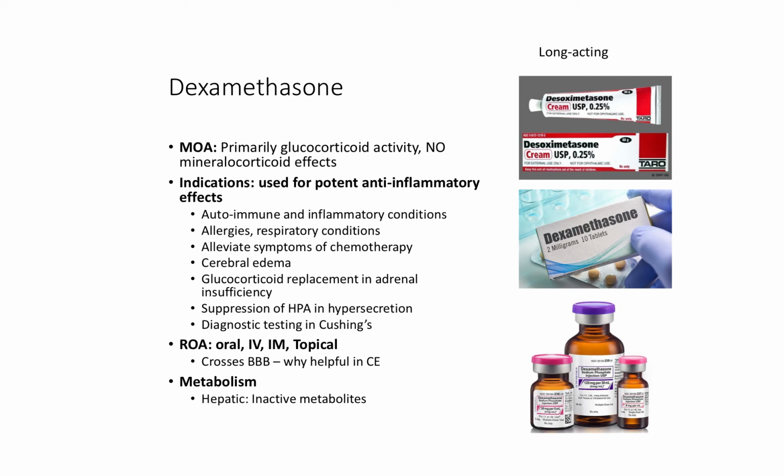Again, we have a medication with 0 mineralocorticoid effects, and it's dexamethasone. Dexamethasone is also long-acting, so it's useful for treating chronic conditions. It was used during COVID to help with some of the inflammation in the lungs and everywhere else that we saw inflammation from COVID. The indications are anywhere you want really potent anti-inflammatory effects. So different autoimmune conditions, allergic conditions. It's helpful in respiratory conditions like COVID. It can help alleviate symptoms associated with chemotherapy.